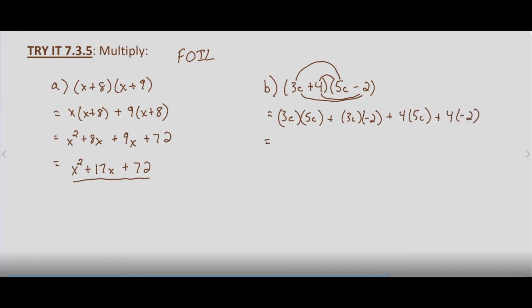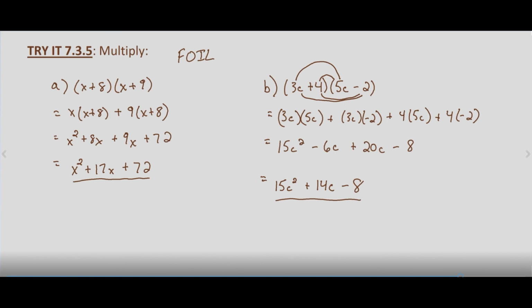So 3c times 5c, that's 15c squared. 3 times 5 is 15, c times c is c squared. And then 3 times negative 2 is minus 6c. 4 times 5 is plus 20c. Then 4 times negative 2 is minus 8. Combine like terms, and we end up with 15c squared. Negative 6 plus 20c is going to be 14c. And then we're still subtracting 8.